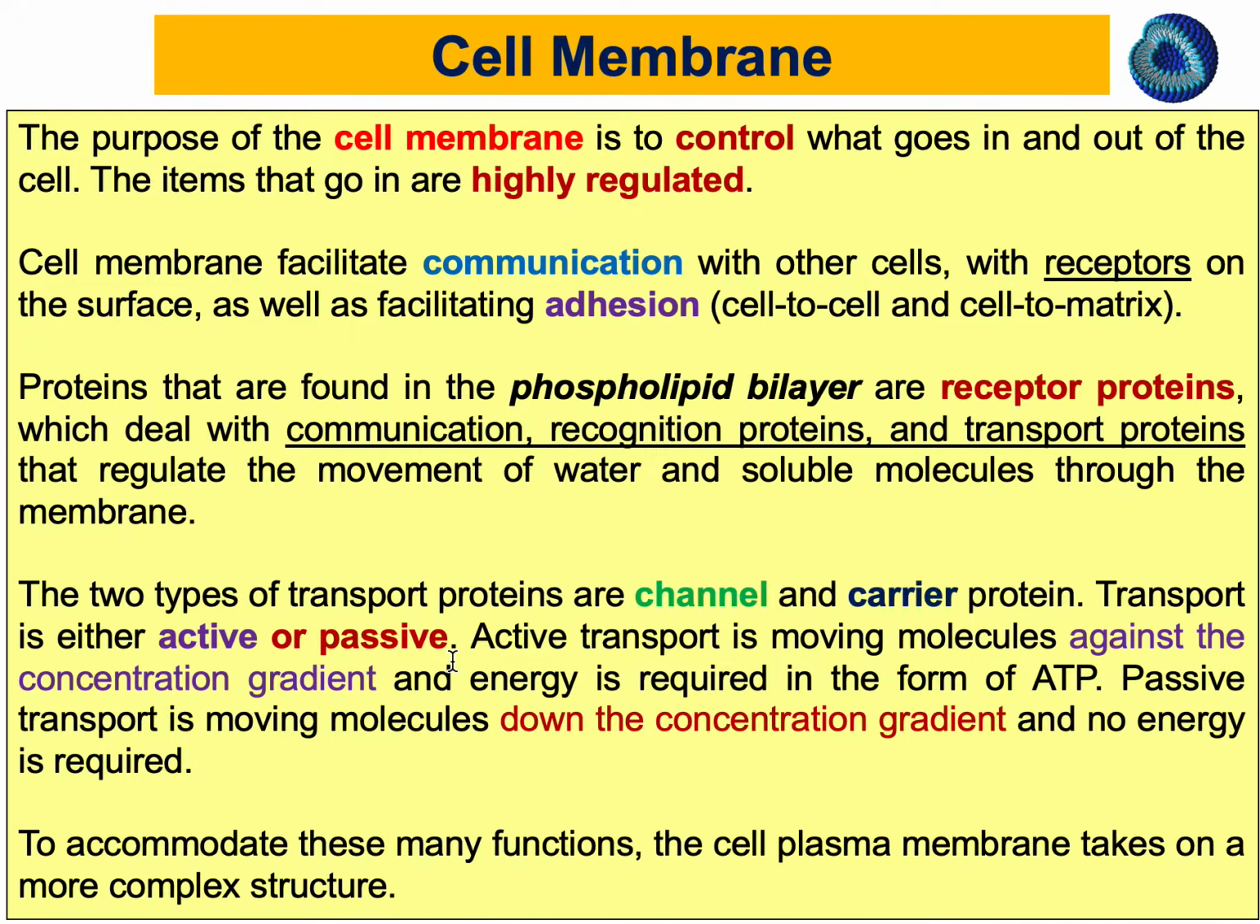There are two kinds of transport proteins. They are either channels or carrier proteins. Channels are proteins that allow ions to move in and out of the cell, and carriers are proteins that allow bigger molecules, other than ions, to go inside and outside the cells. And transport is either active or passive. If it's active transport, it means that we need energy, and if it's passive, we don't need energy.